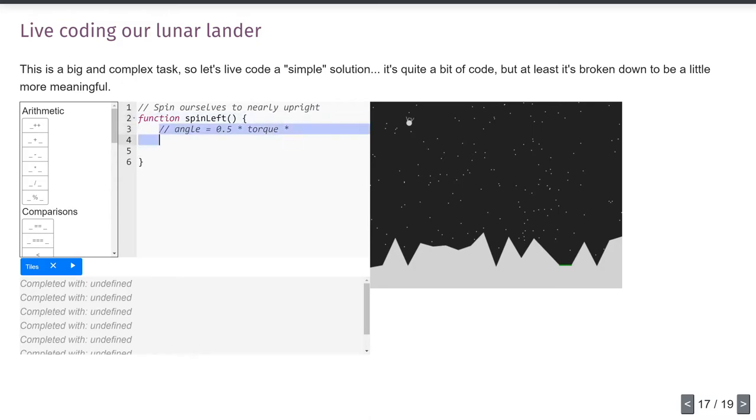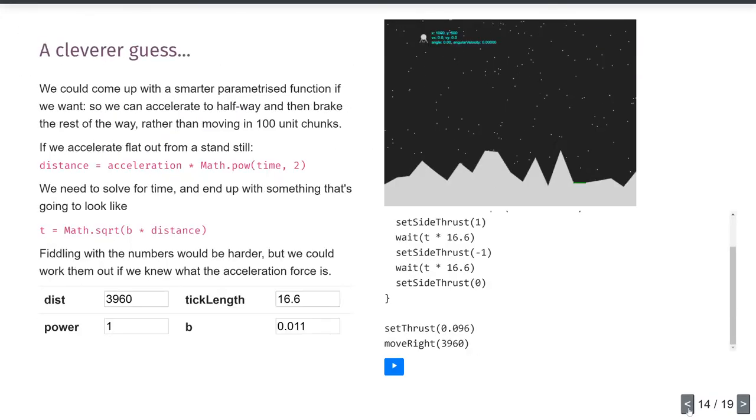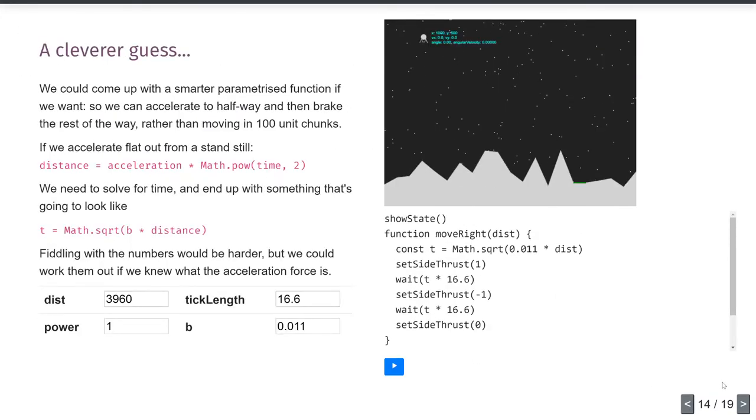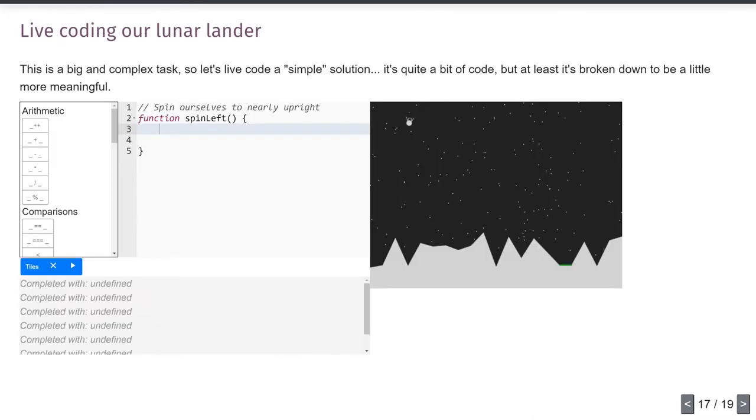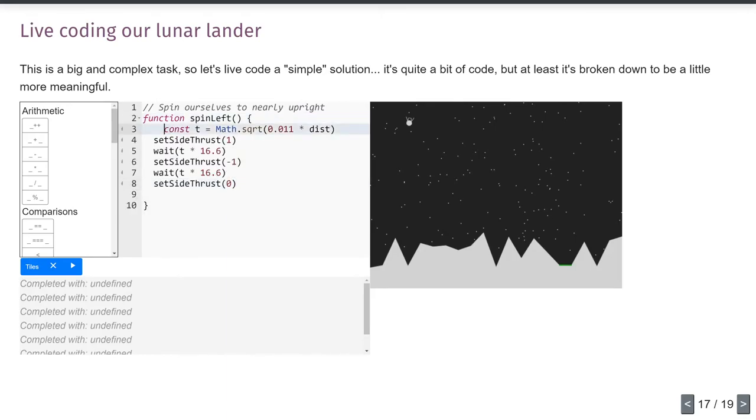So what I'm going to need to do, let me pop back and look at my crib notes. I often look at things that I've done beforehand. So this was my cleverer guess. Let us say, look, we wanted to have something a little bit like that. So this is going to look kind of similar.